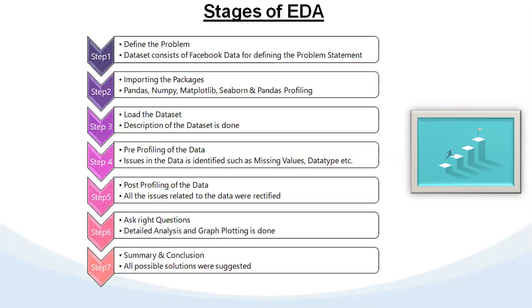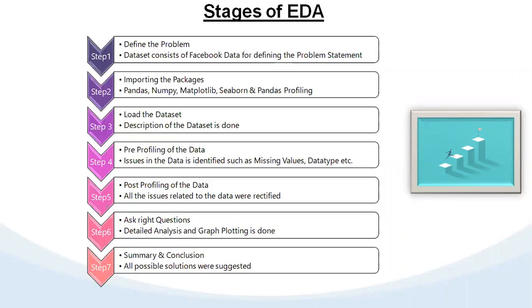Then the fourth step is the pre-profiling of the data. By pre-profiling, I mean that whatever issues are there in the dataset, like the missing values or the data type issues, can be found. Then the fifth step is the post-profiling of the data. All the issues which have been found in the previous step can be rectified.